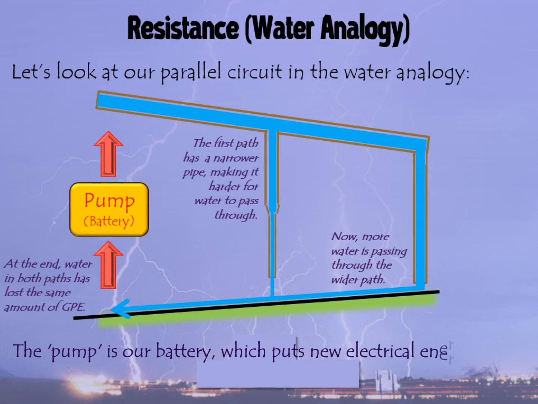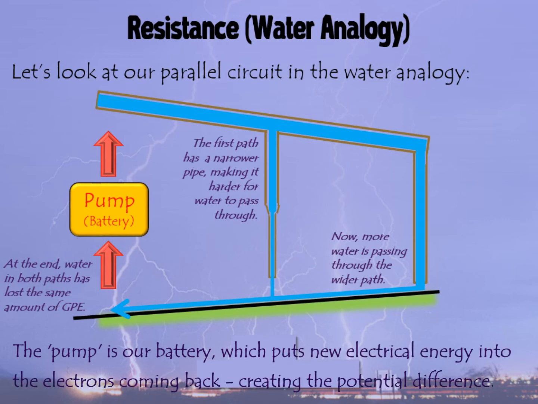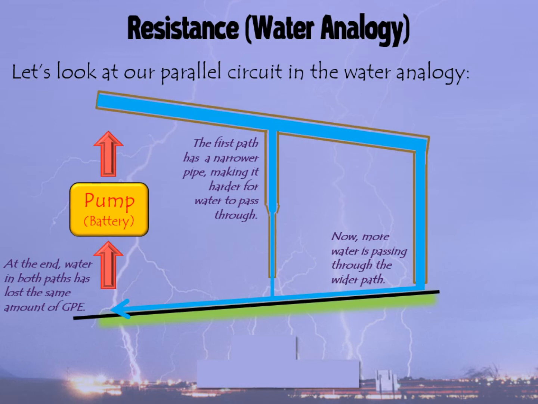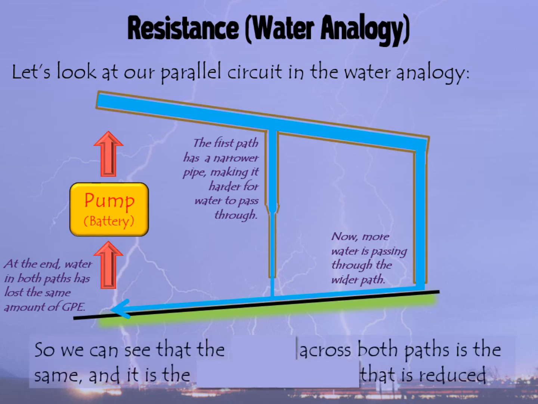So this shows us why the voltage is the same along all paths in a parallel circuit. It's because no matter which path it goes along, by the end of the circuit, it has lost the same amount of electrical potential energy. So what exactly is reduced? Well, if we think about less water coming out per second, that is the flow. So we can see that the voltage across both paths is the same, the amount of potential energy lost, but the amount coming out per second is the flow, that is the current that is reduced.